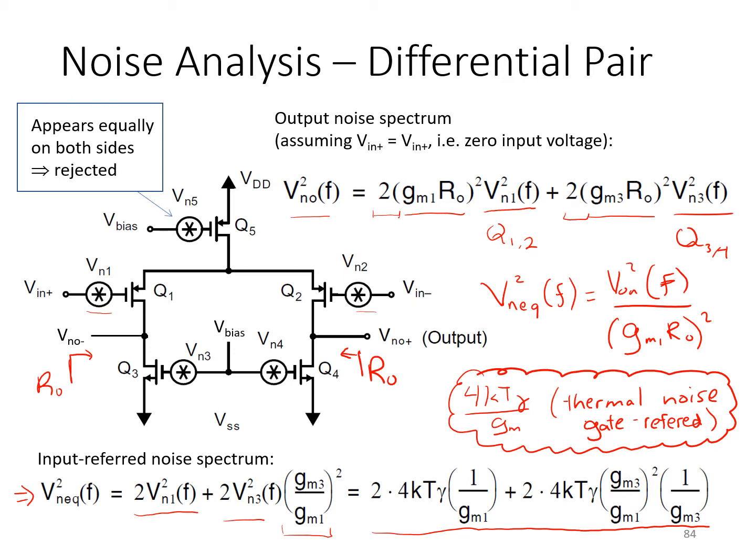So you get an interesting result, which is that assuming all transistors are biased with the same drain current, which they should be, assuming good matching, you're likely to have the input transistors noise dominant, assuming GM1 is greater than GM3.